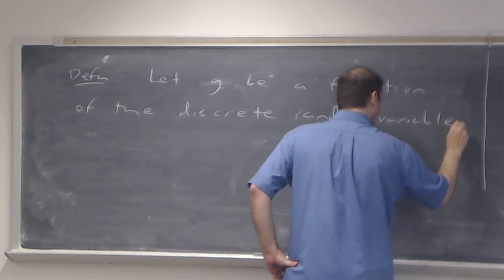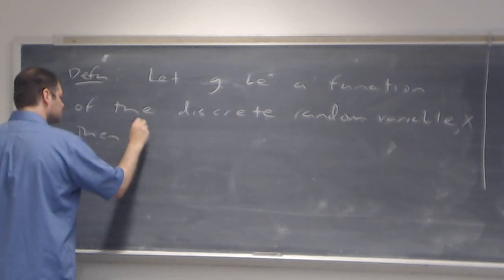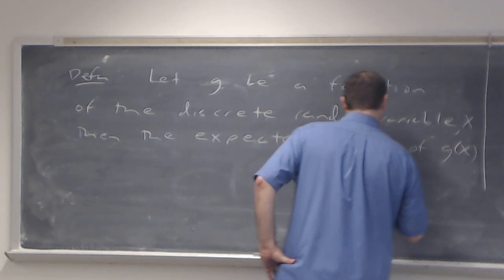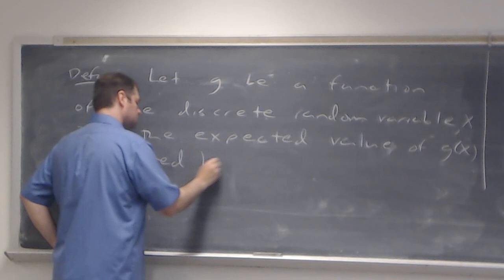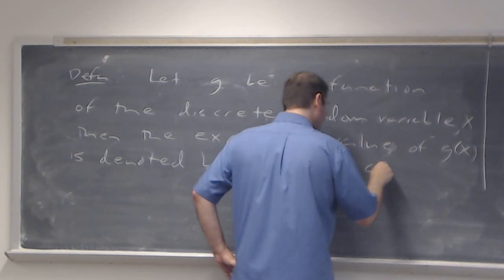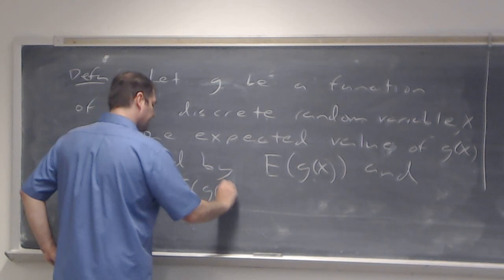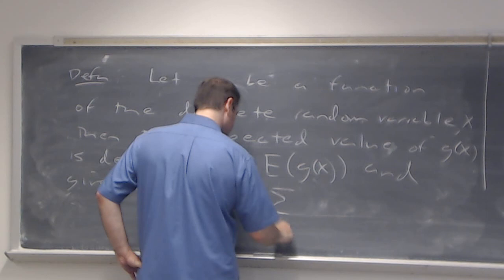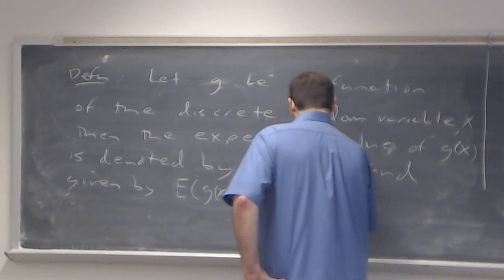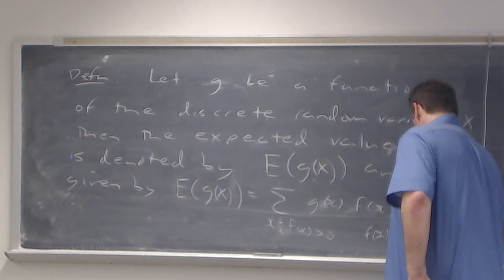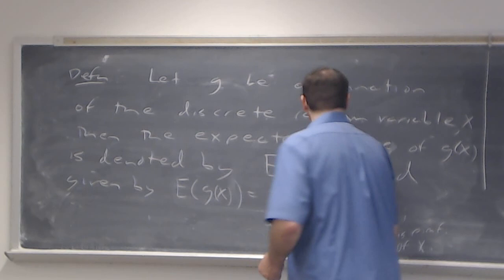Then the expected value, denoted by E of G of X, is given by the expected value of G of X equals the sum over all x's such that f of x is greater than 0 of g of x times f of x. Again, where f of x is the PMF of x. So that's its definition. Let's look at an example, and then we'll call it quits.